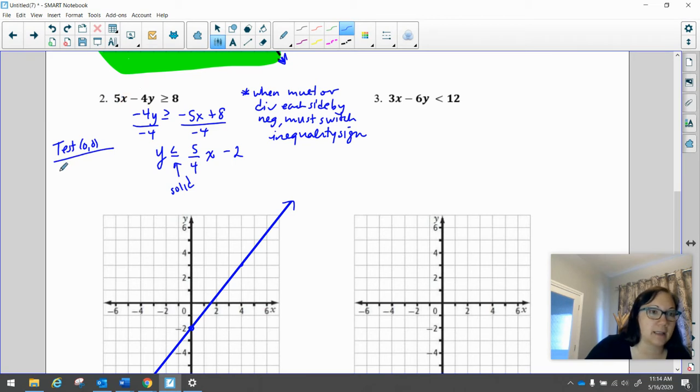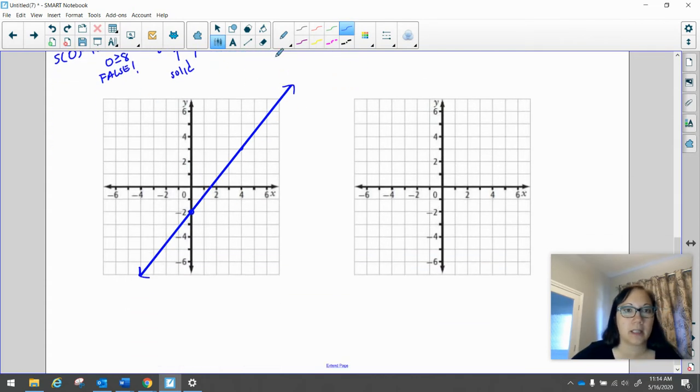So I can already see the left-hand side is going to end up being 0, but in the interest of showing my work and communicating clearly, I'm going to show that step. So 0 minus 0 is 0. Is it true that 0 is greater than or equal to 8? This is false or not true. So therefore, I'm not going to shade the side with 0, 0. It's the other side that's going to get shaded.